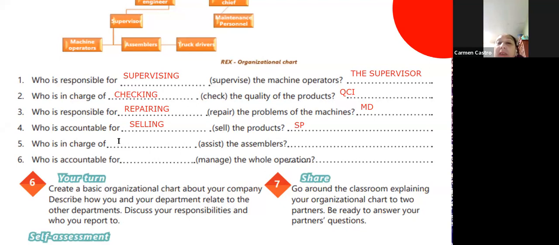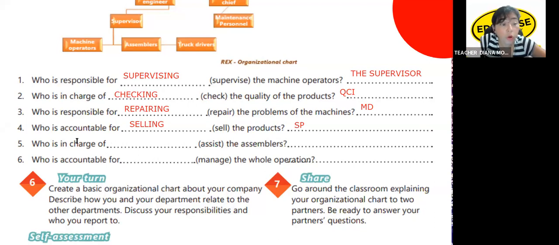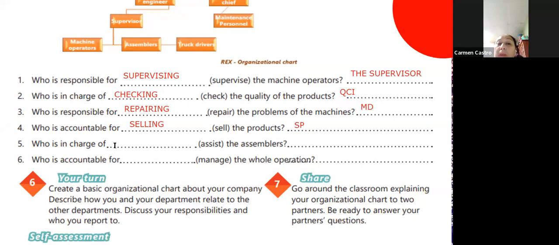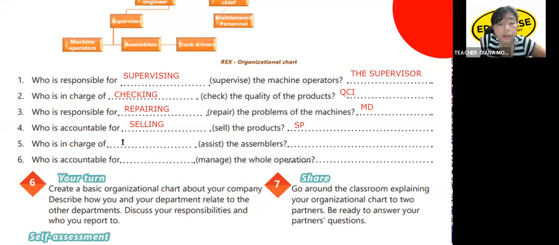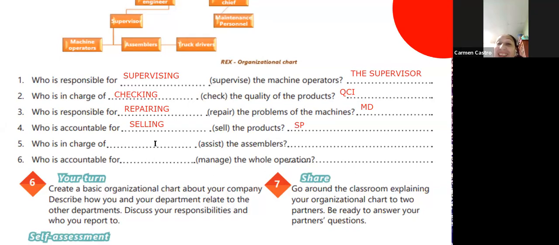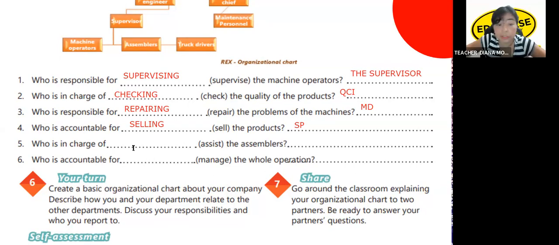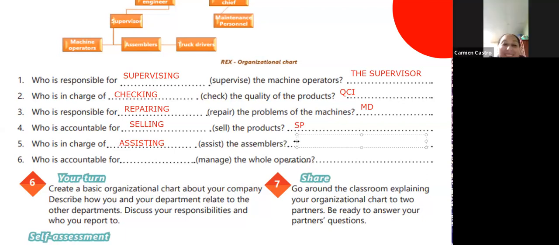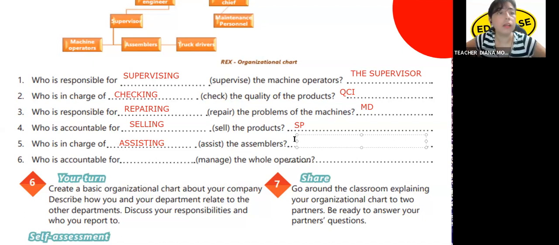Who is in charge of assisting the assemblers? Assemblers. Who is in charge of assisting the assemblers? Okay. Correct. Who? Who, Miss Castro? Tell me who. Who? The answer?